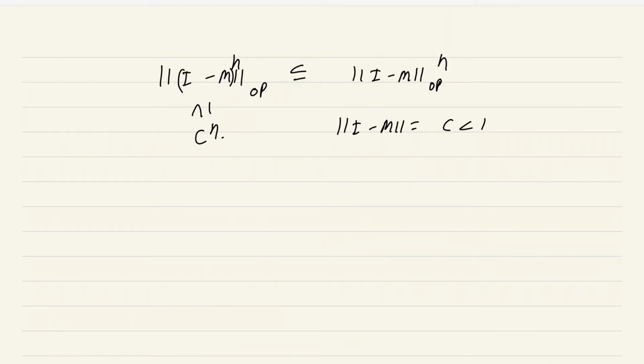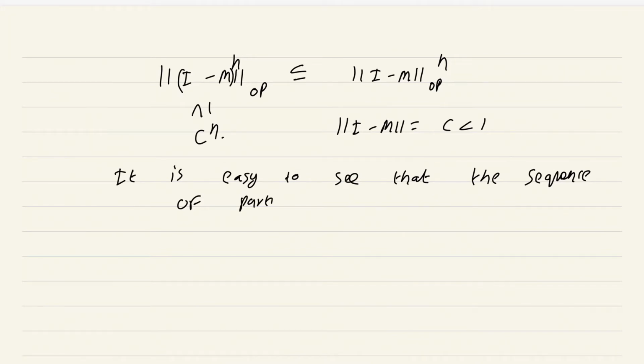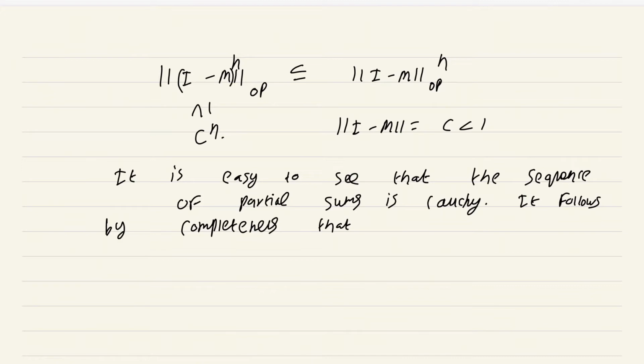Okay, now this is easy to see. It is easy to see that the series is Cauchy, or rather the sequence of partial sums is Cauchy. And as R^n squared is actually complete, it follows by completeness that there is a limit.